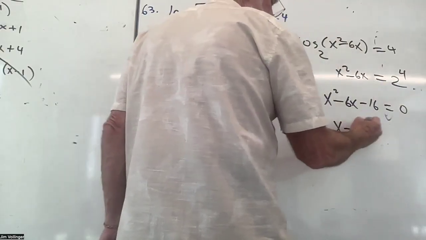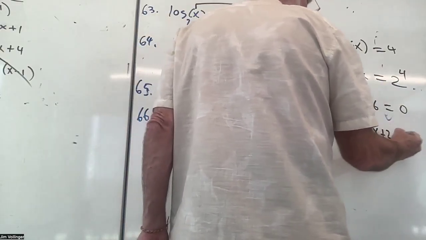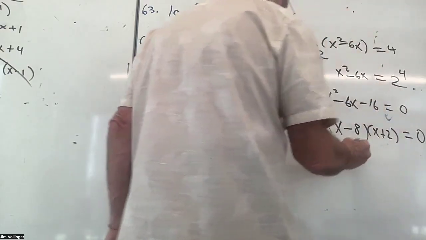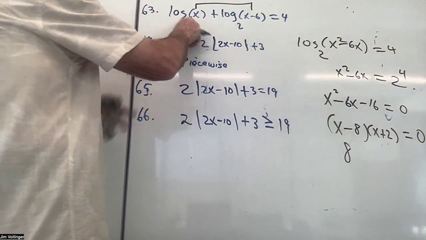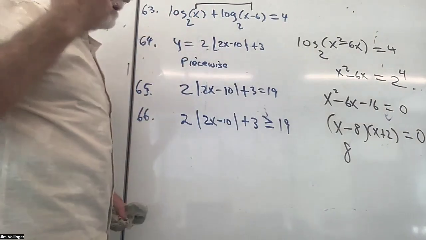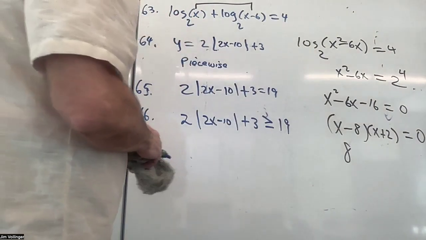That gives me x minus 8 times x plus 2 equals 0. The only answer I have is 8 because I can't use -2. That can't be negative. So we're having a repeat discussion of the first 5 problems.